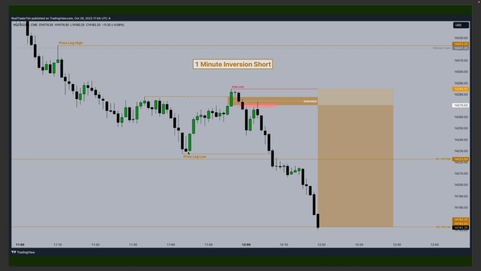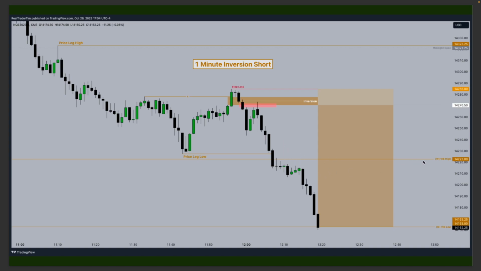So you can take a partial here, or if you're not comfortable with holding, you can take your full position off there or trail your stop super tight. Again, as always, risk preference is all up to you, but we have more sell side objectives to get to.